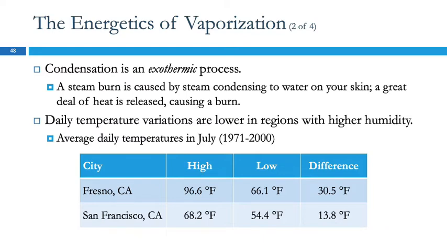So these are some numbers I pulled off the internet a while ago. Average daily temperatures in July for a period of 1971 to 2000 for Fresno and for San Francisco. So Fresno, average high 96.6, sounds about right, low 66.1. A difference of 30 degrees in one day. San Francisco, high of 68, low of 54, difference of just under 14 degrees in one day. And San Francisco is not very far north of Fresno. It's not like it's up by the North Pole or something.